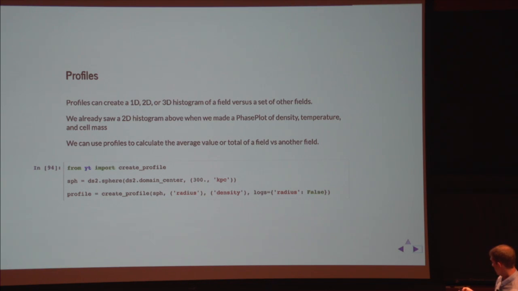There are some extra arguments here that you can put in. This one is just saying don't compute log-spaced radial bins, compute linear-spaced radial bins. You can also set, if you want the field you're averaging over to be weighted by something, there's a weight argument to do that with. So it creates a profile object.